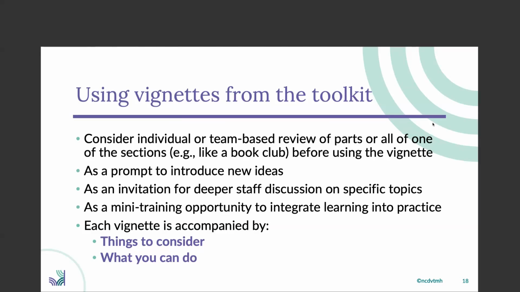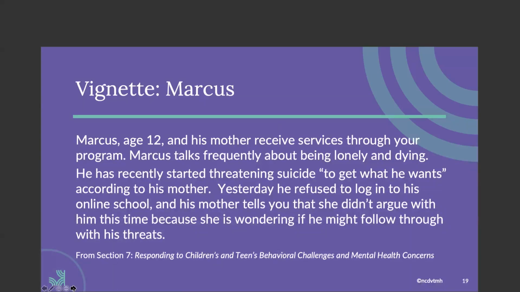And then the vignette is also like a mini training opportunity to integrate what you've read and learned about and thought about in terms of the families you worked with before and ways to put that into practice. And as we talked about in part one, each of the vignettes is accompanied by things to consider and then what you can do. And so with that, we are going to look at the vignette that is in section 7 that Jeannette just reviewed for us. I'm going to read this out loud and we'll go from there.